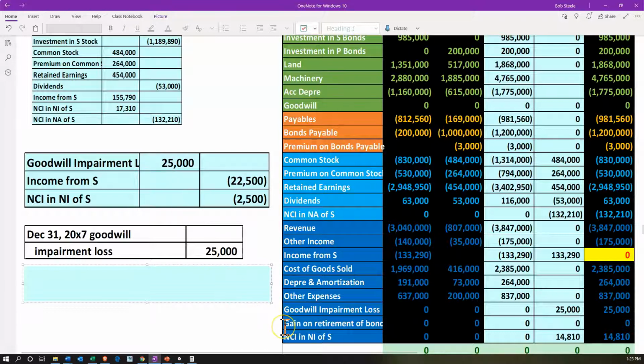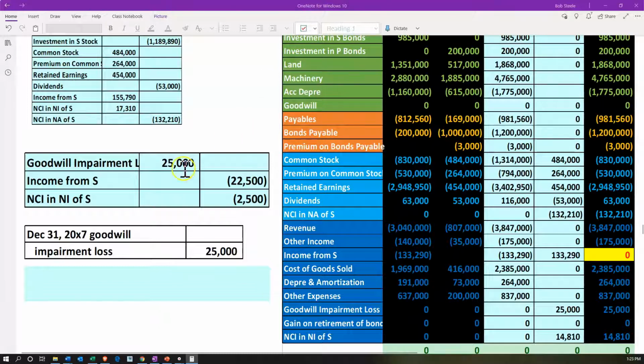is down here. This is the loss, which again, you could think of the goodwill going on the books and then going back down. We've got the impairment loss of that 25,000, which we're going to be breaking out between the controlling and non-controlling interest on the income statement, that being the income from S, and the non-controlling interest in net income. So that's going to be the 25,000 times the 0.9 is the 22.5, and then that 25,000 times 0.1 is going to be that 2,500.